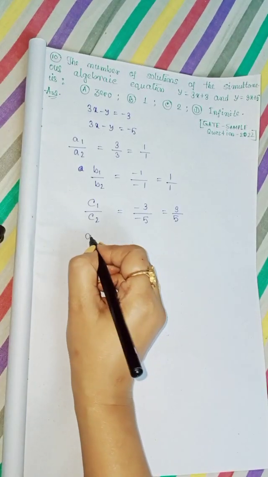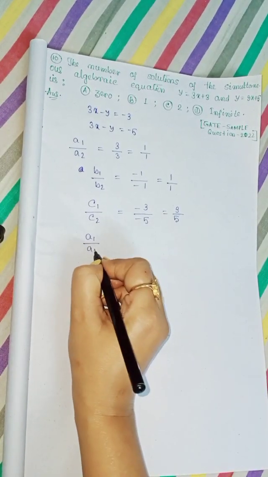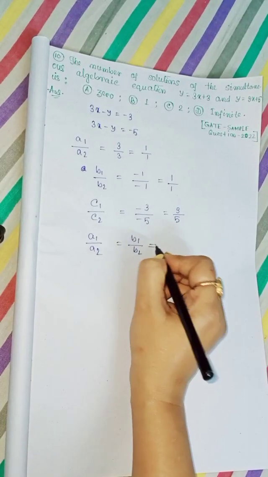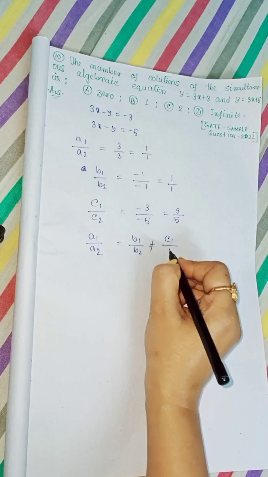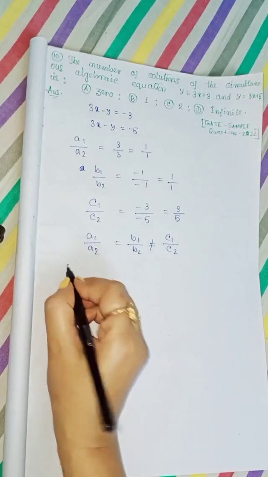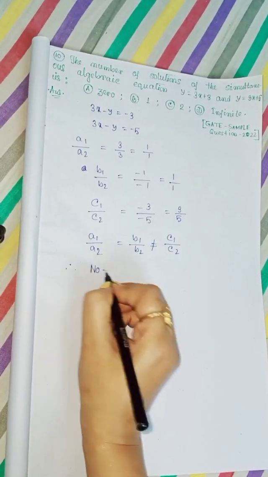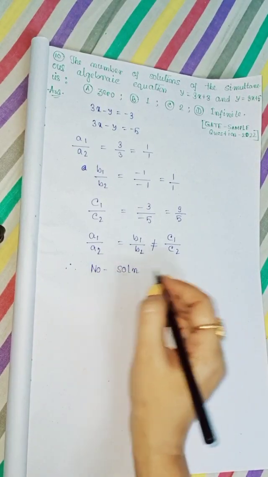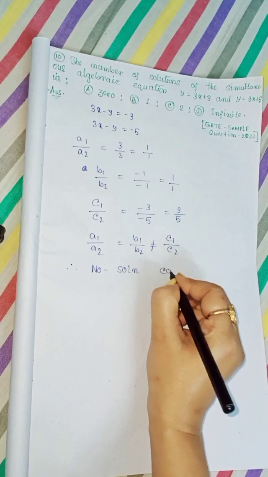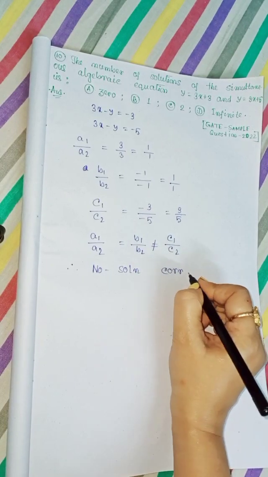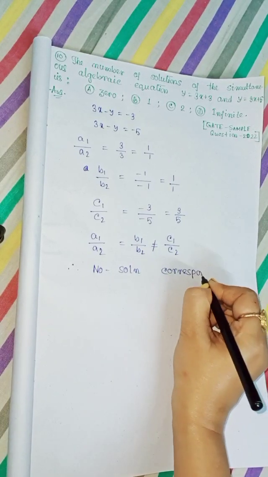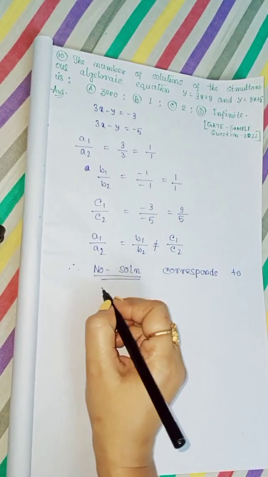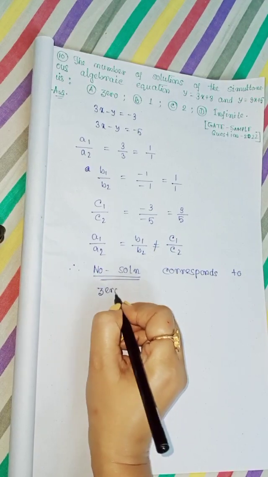Now we see a1 by a2 is equal to b1 by b2 is not equal to c1 by c2. So therefore no solution. Here it occurs no solution, corresponding to 0 solution. No solution means 0 solution.